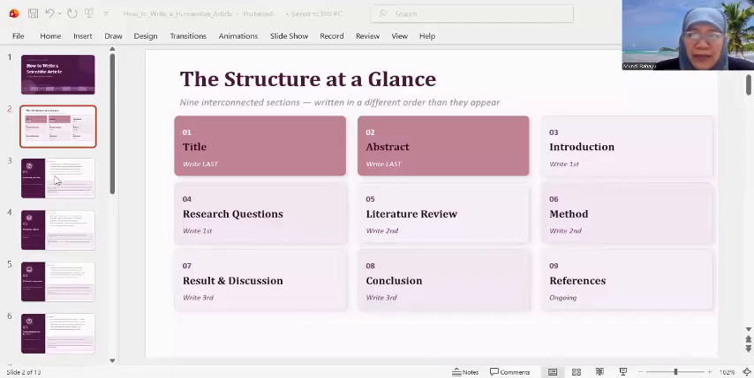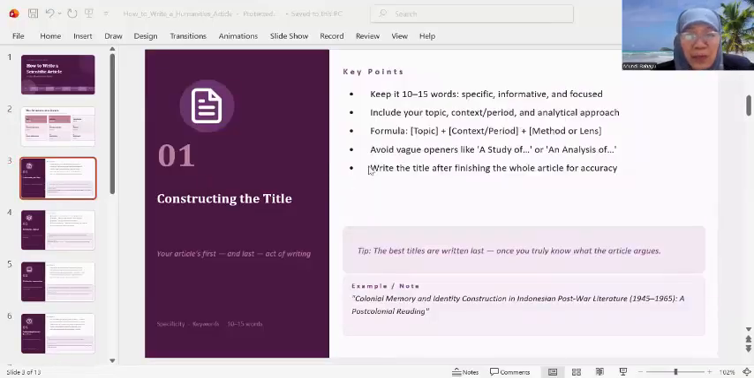Okay, but let's have a look at the next part. The key points of how to construct the title. First, keep it 10 to 15 words. Specific, informative, and focused. Include your topic, context, or maybe period, and analytical approach. So here is the formula: the topic, the context, and the method or the lens. You have to avoid vague openers in the title, like "A study of blah, blah, blah" or "An analysis of blah, blah, blah." That's not necessary.